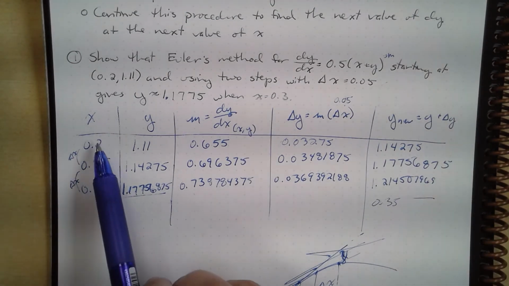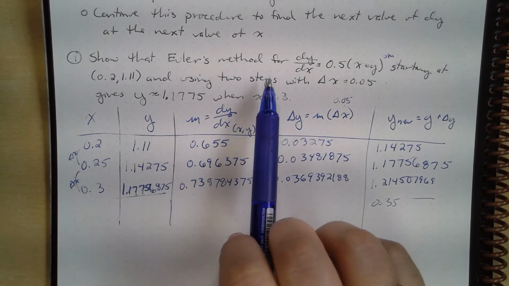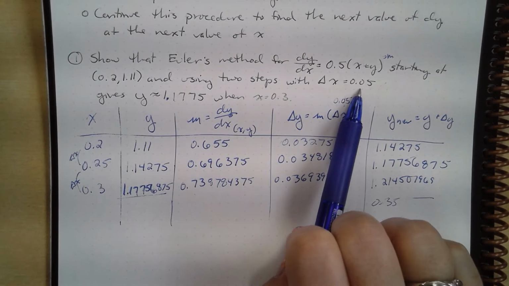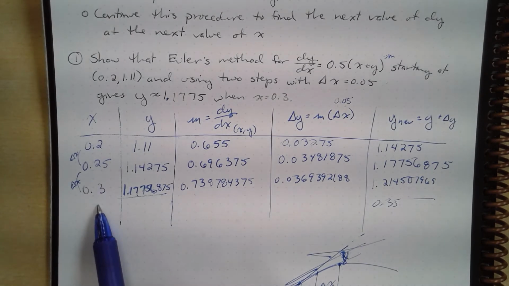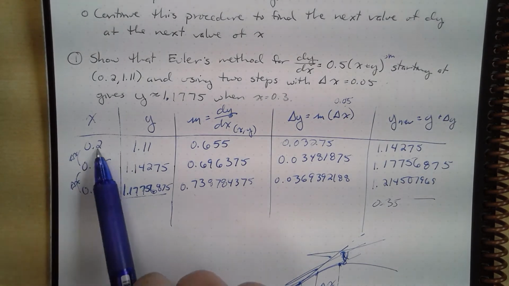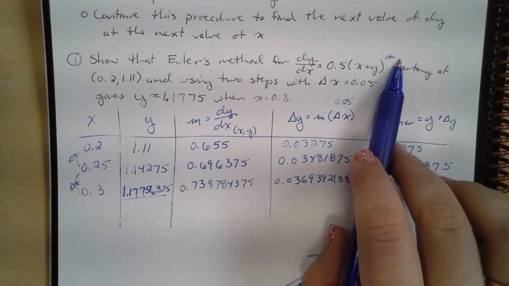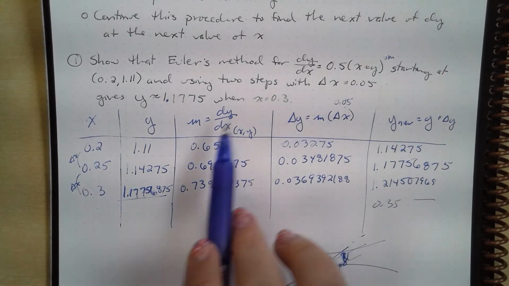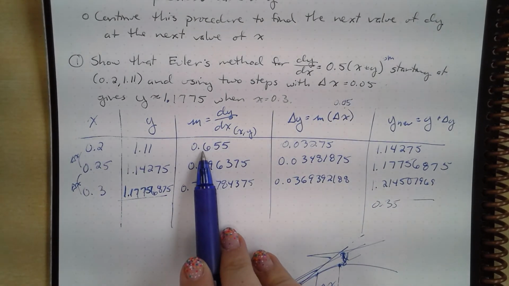Well, first we're going to start with 0.2 and 1.11. And we're going to use two steps of delta x equals 0.5. So my second step is going to be 0.25 and my third step will be 0.3. Right? So then I'm going to calculate m, which is dy over dx, using this formula that was given. And when I use these two points and this formula, I get 0.655.